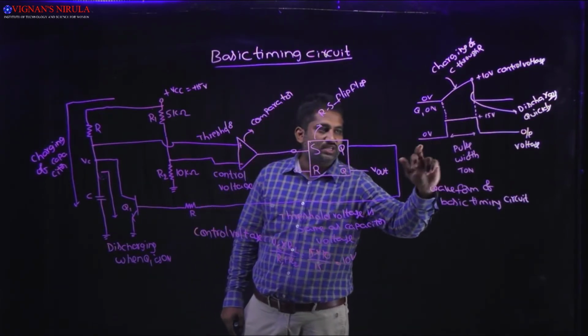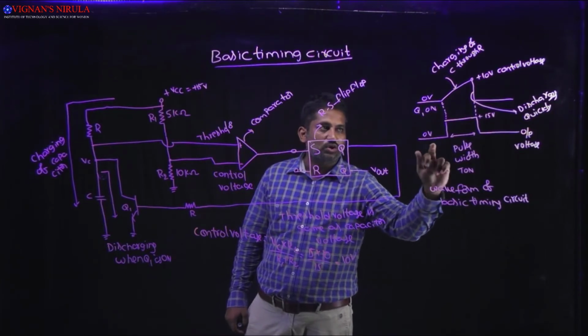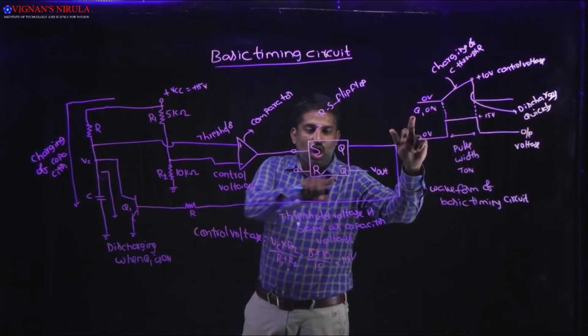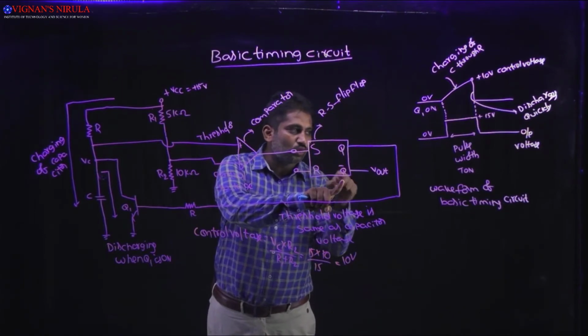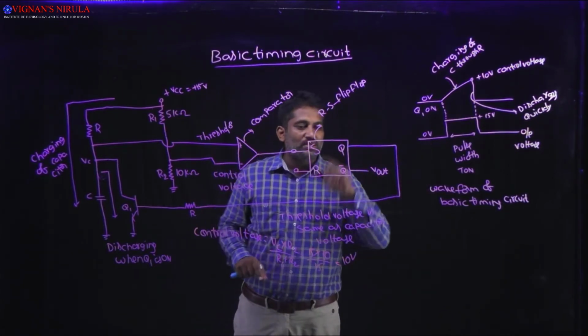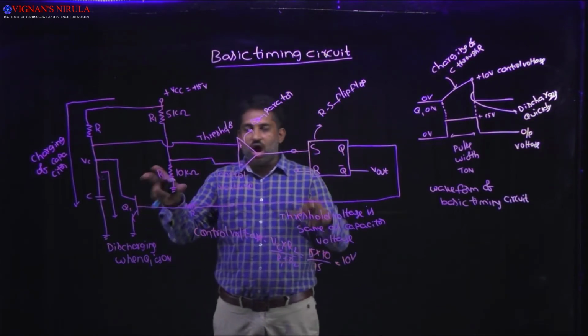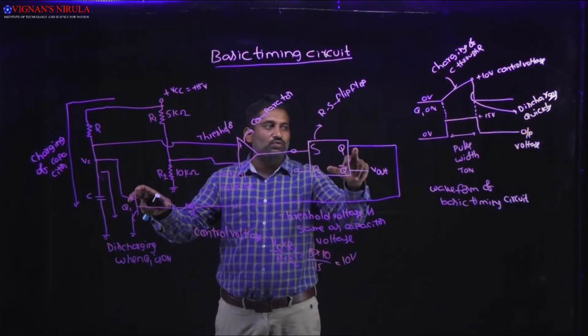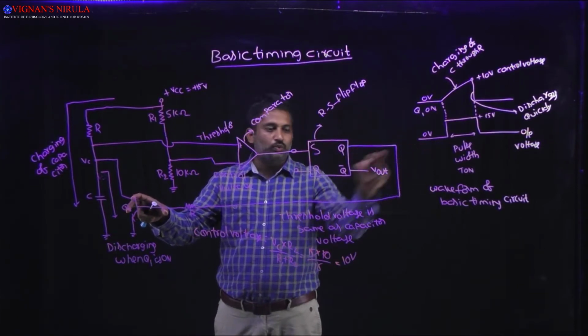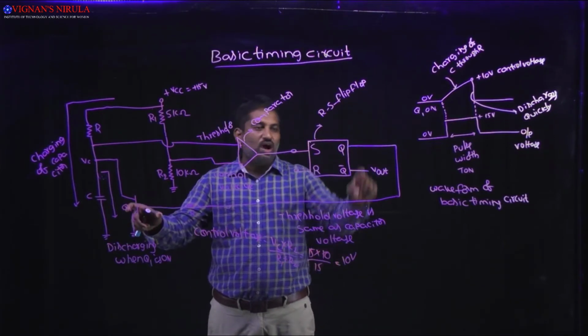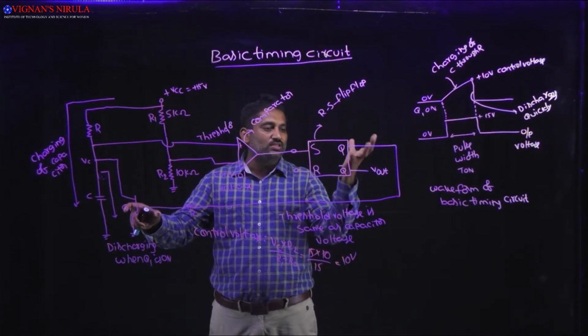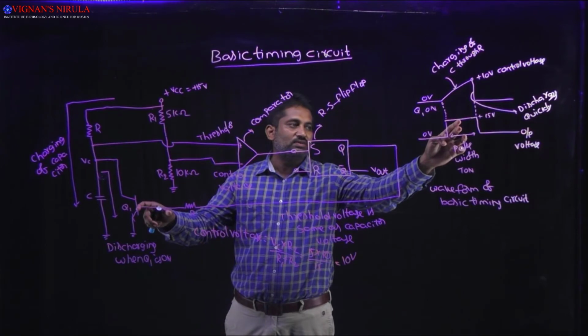That's why I am representing the output voltage as 0. Listen carefully, the output is Q bar, not Q. That's why it is 0. Once Q1 is on, Q is equal to 1, and at that time the output is 0. When Q1 is off, Q is equal to 0, Q bar is high. That's why here the pulse width is high.